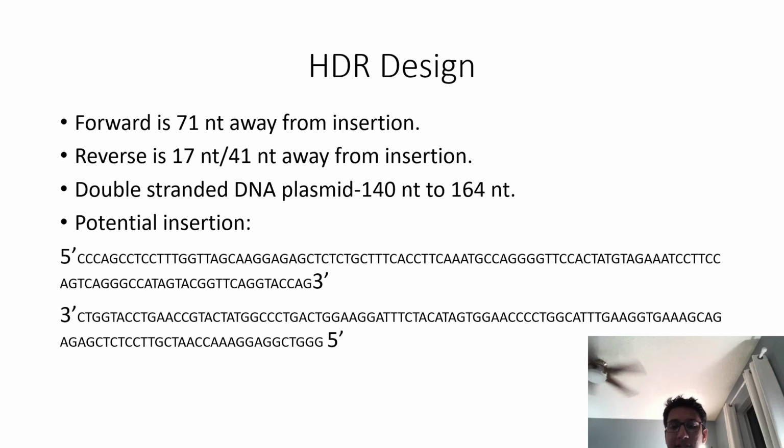The double-stranded DNA plasmid would have to hold anywhere from 140 nucleotides to 164 nucleotides, which are not at all pushing it to its capacity when we talk about delivery into the body.